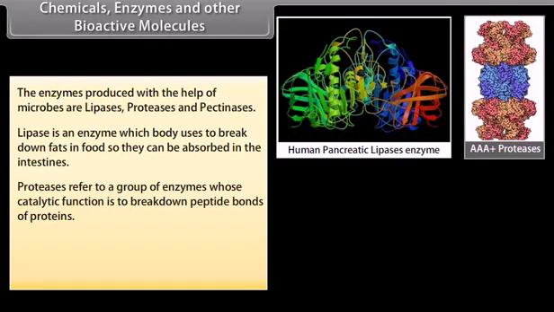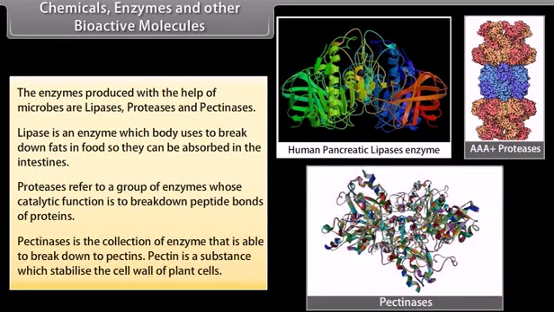Proteases refer to a group of enzymes whose catalytic function is to break down peptide bonds of proteins. Pectinases are a collection of enzymes that are able to break down pectins. Pectin is a substance which stabilizes the cell wall of plant cells.